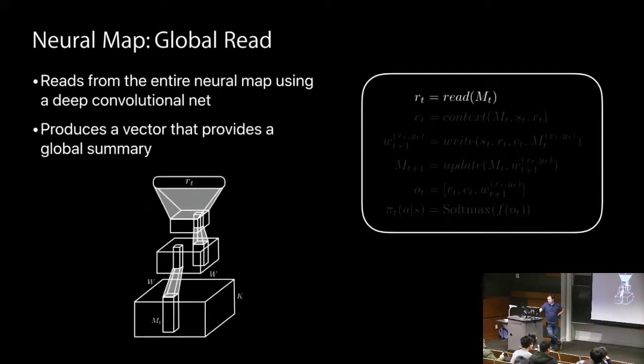But let me show you what we've done. So the global read is very simple. You're basically reading the entire neural map using a deep convolutional neural network, right? Because it's just a three-dimensional cube. You just do 3D convolutions, and that basically gives you some notion of what's stored in your entire memory, right?